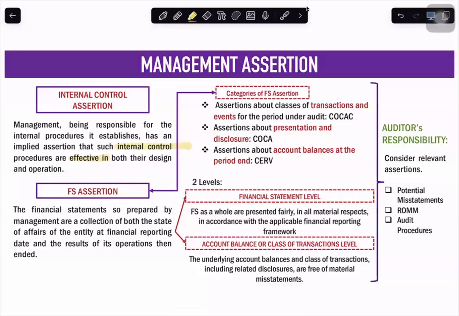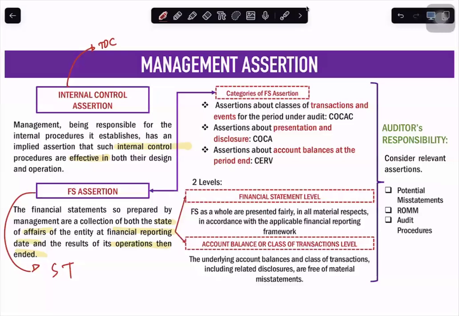And under FS assertion, the financial statements so prepared by management are a collection of both the state of affairs of the entity at financial reporting date and the results of its operations then ended. So state of affairs, generally, you know that as your statement of financial position. Operations, your statement of financial performance or income statement. So your internal control assertion, to test that, we have your test of controls. Your FS assertion, to test that, we use your substantive test.